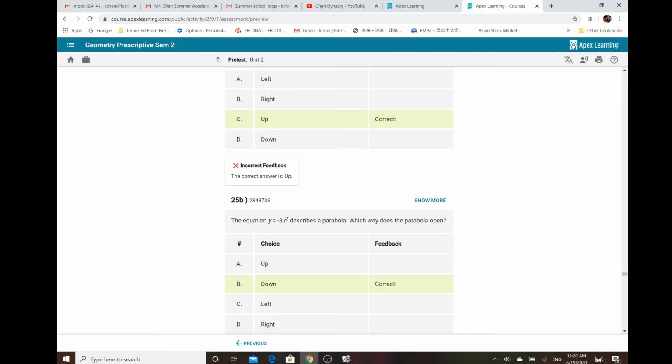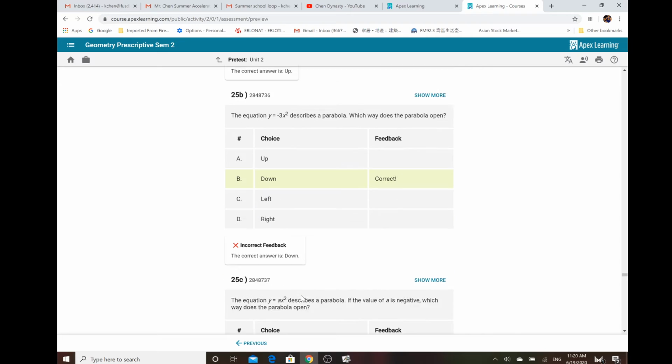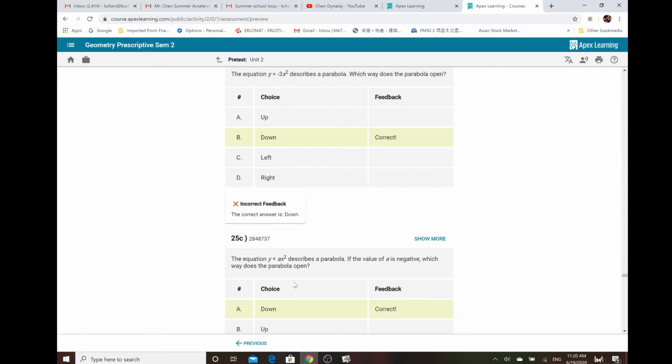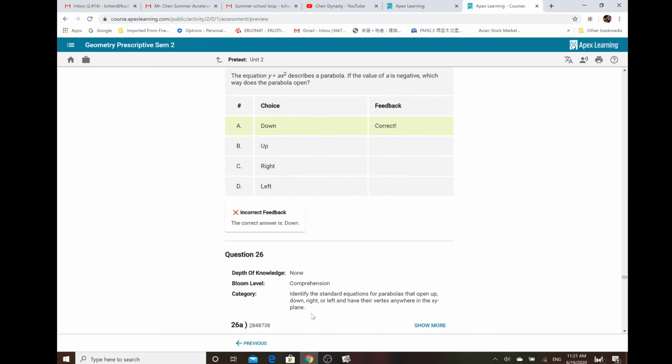Okay, so like this one here, -3, so the value of a is negative, so that means the parabola is facing down. This one also opens up, so that means, well, if the value of a is negative, the parabola opens downward.